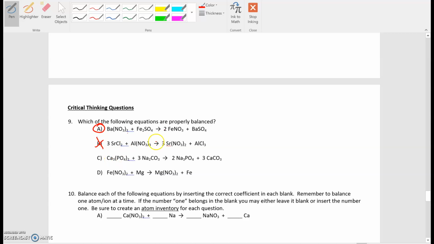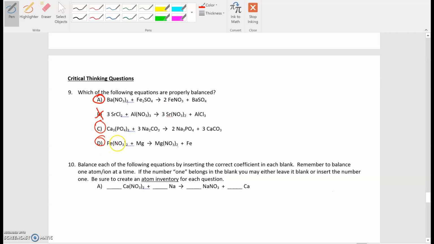I have 3 calciums, 3 times 1, which is 3 calciums. I have 2 PO4s, and I have a 2 in front of a compound with 1 PO4, so that's 2 PO4s. Here I have 6 sodiums, 3 carbonates, and 3 carbonates, so C is balanced. 1 iron, 2 nitrates, 1 magnesium, 1 magnesium. So 3 of them were fine.